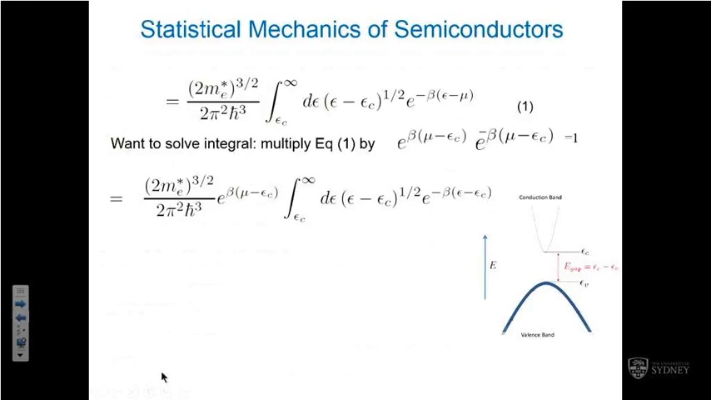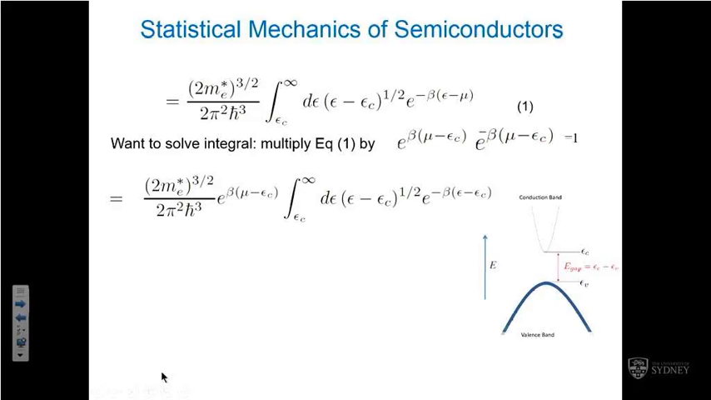Okay, so let me just see what we are doing next. Okay, so it's a bit of a trick. I mean, I didn't discover it, obviously. But anyway, we want to integrate this expression here. So if you multiply both sides by these two exponential terms, which obviously equal 1, it's somehow easier to solve. So we're going to see how that happens.